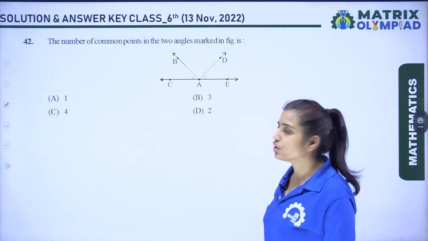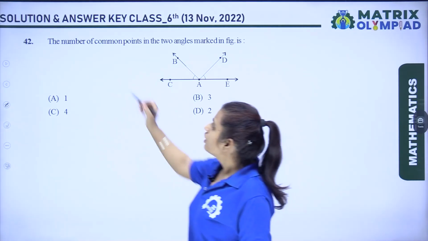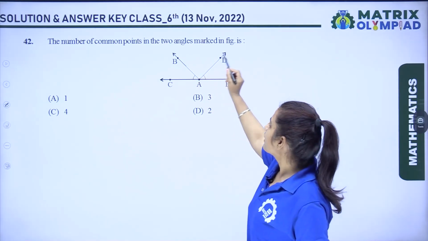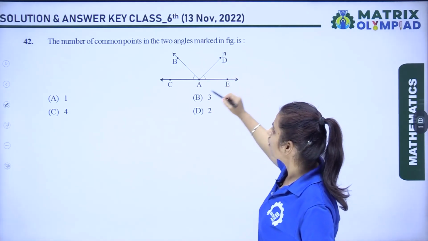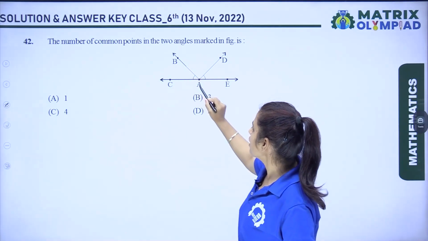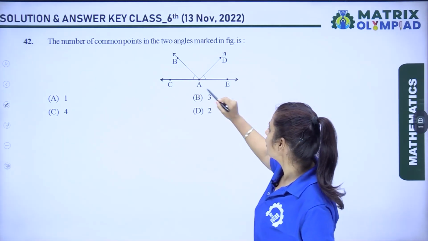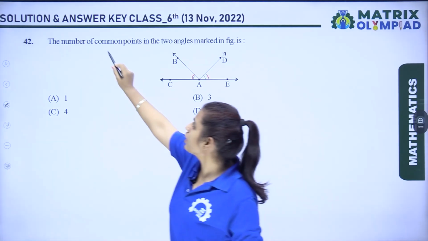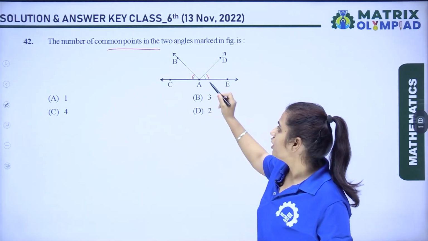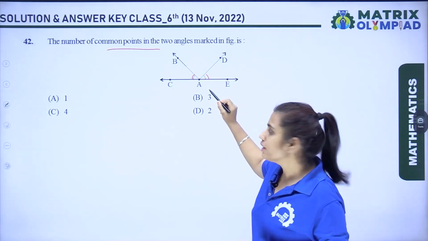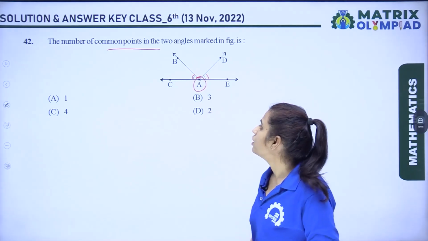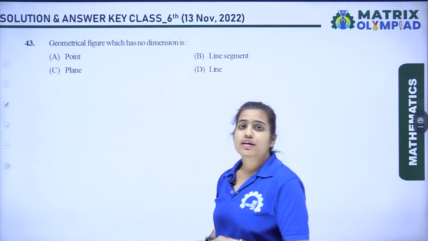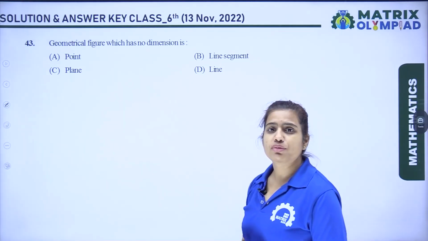Now the next question is question number 42. The number of common points in the two angles marked in figure is. Now here two angles are BAC and DAE. So these are the two angles. Now we have to find out a common point. Now here the common point is only one, that is point A. So here option A is the correct answer. Now the next question is question number 43.